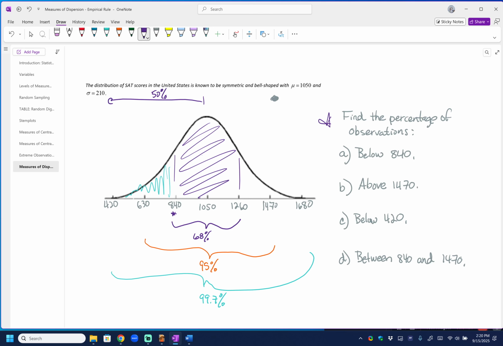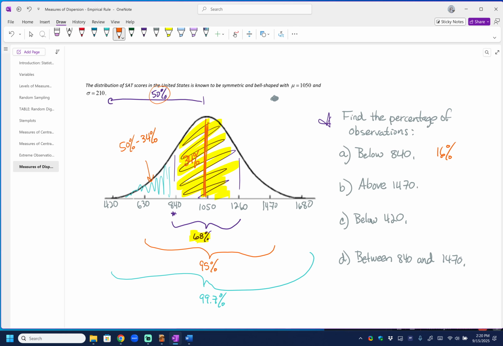Why? Because if this is 68% and this whole thing right here is completely symmetric, that means that half of this is going to be 34%. And if there's 34% there, and then this whole thing is 50%, then that makes this right here 50% minus 34%, which is going to give us 16% of the observations. So what does that interpret for us? That means 16% of all people who take the SAT are going to fall below 840.